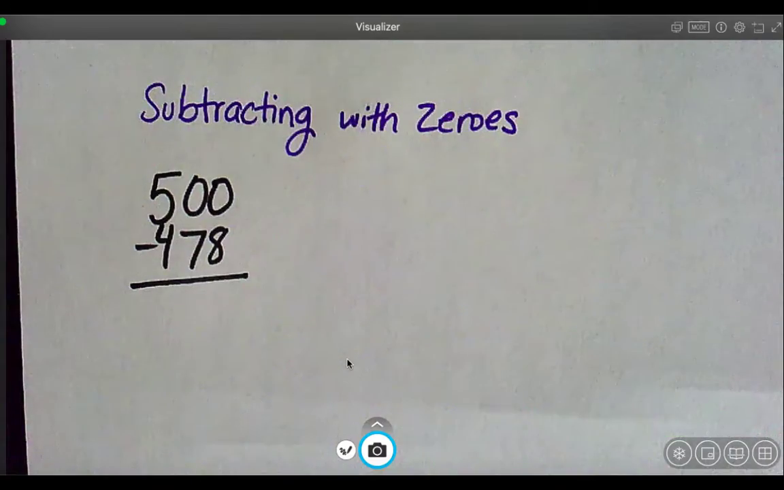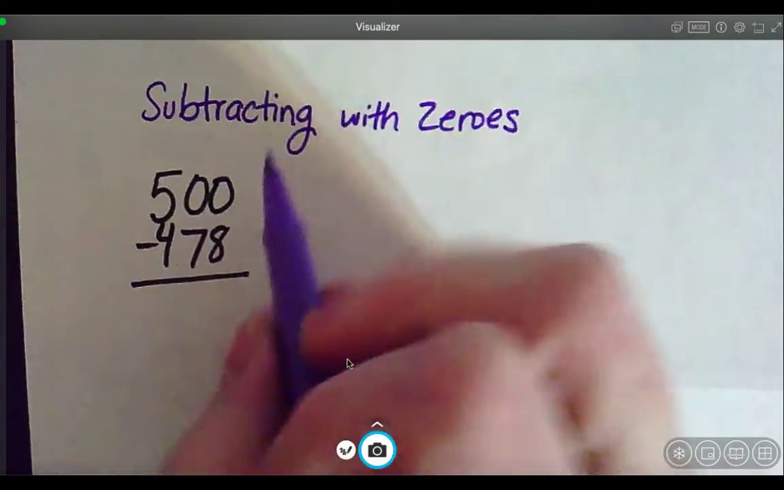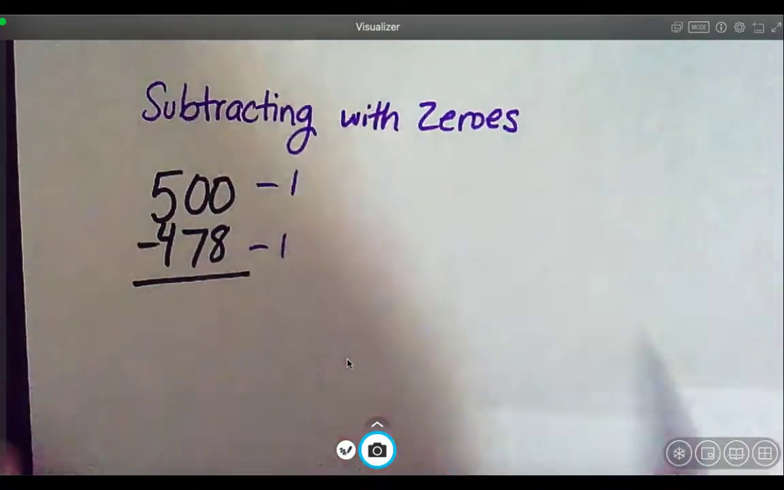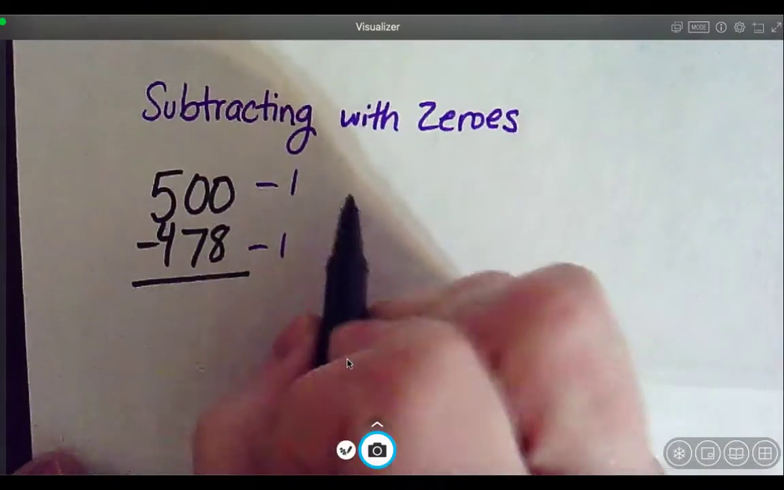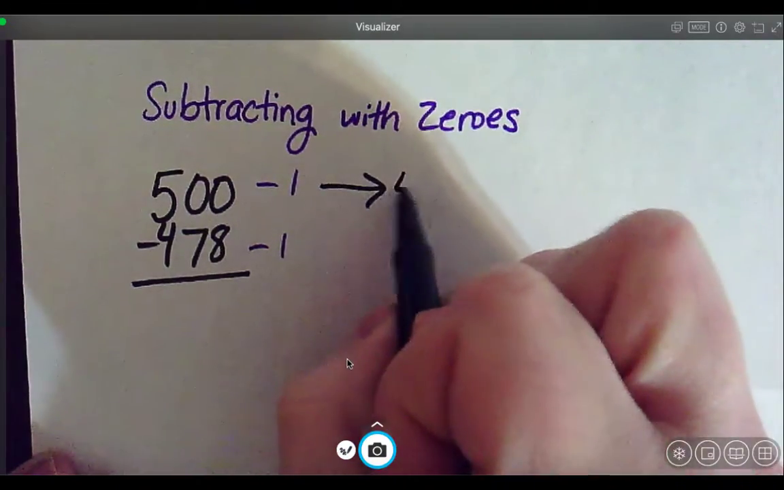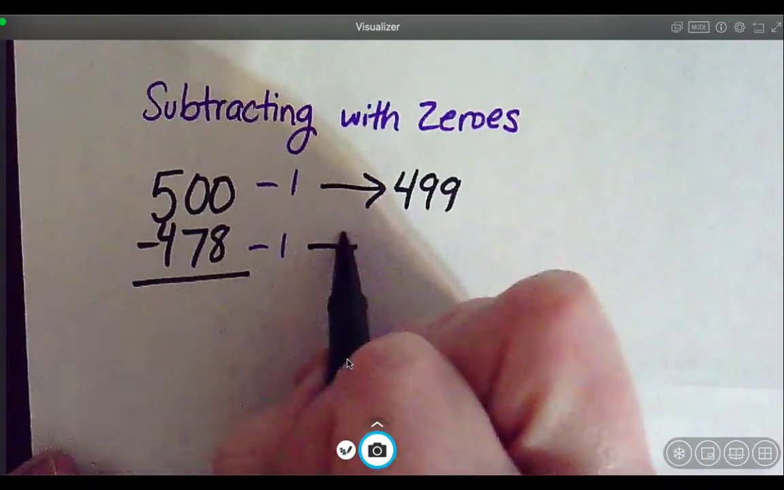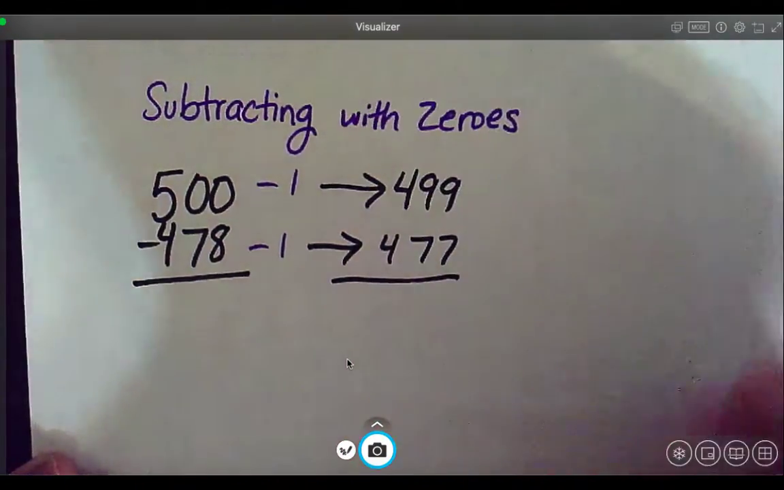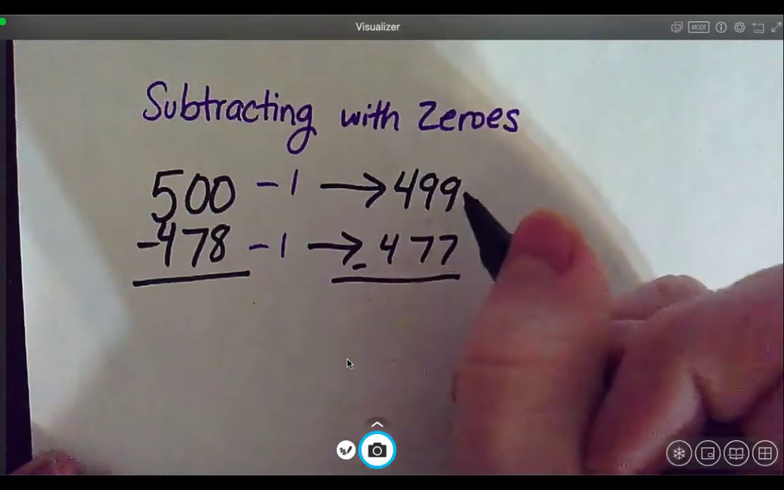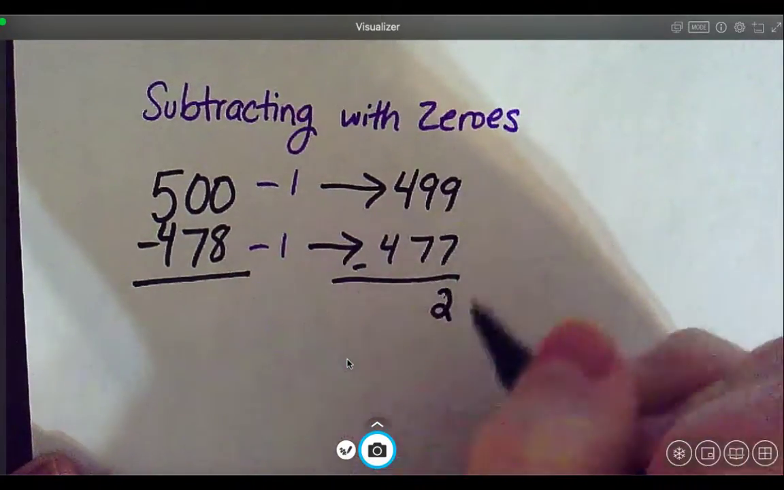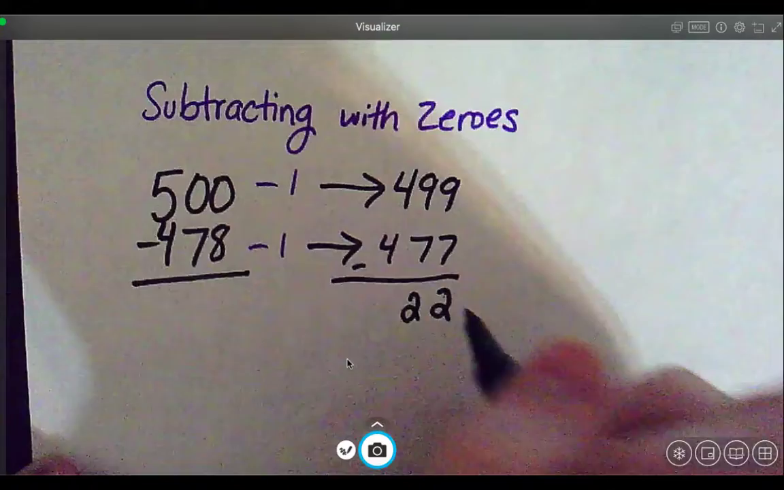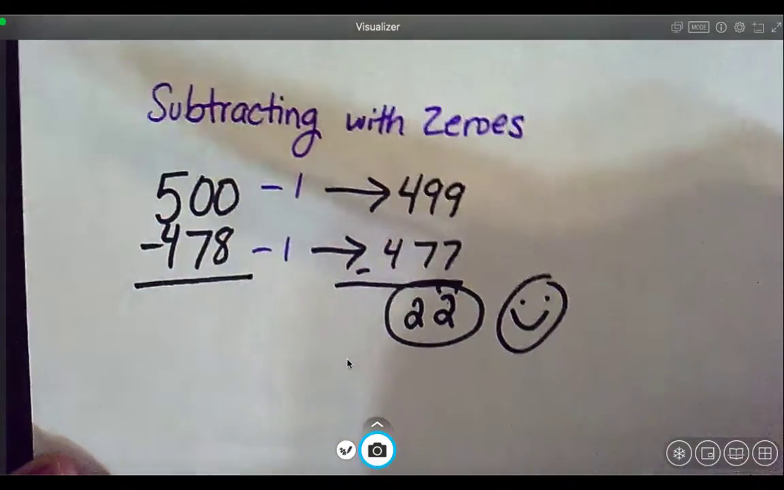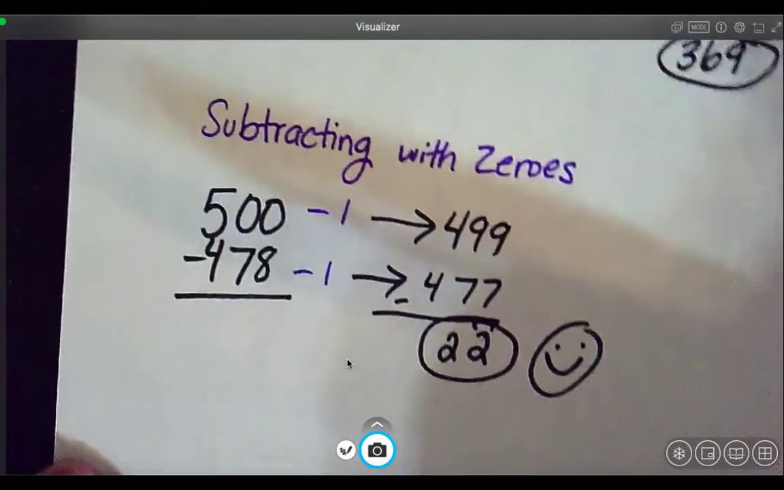Now, you see a problem like this and you're like, ugh, I have all this regrouping I need to do. Well, this is really cool because all you have to do is you can subtract 1 from both numbers. And with this example, that's going to give us 499 minus 477. And now look, the numbers can easily be subtracted with no regrouping involved at all. So my difference here is going to be 22. So easy. I love this strategy.